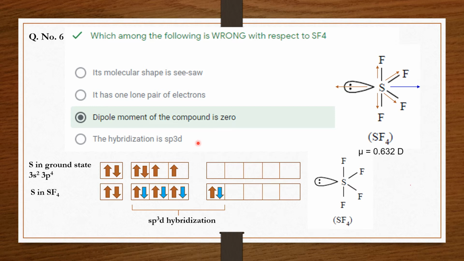So option D is correct, and it has one lone pair of electrons, so option 2 is also correct. If you look at the structure, since it is sp3d hybridization, its molecular shape must be trigonal bipyramidal, and the lone pair should occupy the equatorial position to minimize the repulsion. So its structure is also seesaw, that is also correct. And the dipole moment is not actually zero, it has some dipole moment. Just look at the structure of sulfur tetrafluoride. There are two axial bonds that create a dipole because fluorine is more electronegative than sulfur.